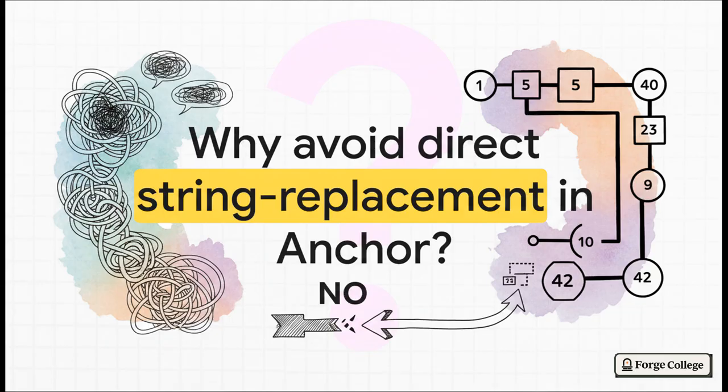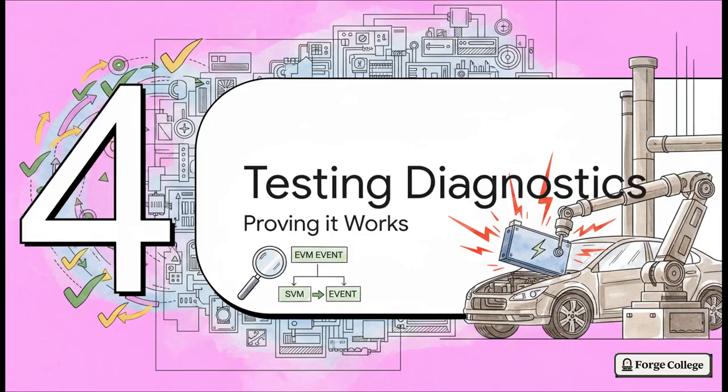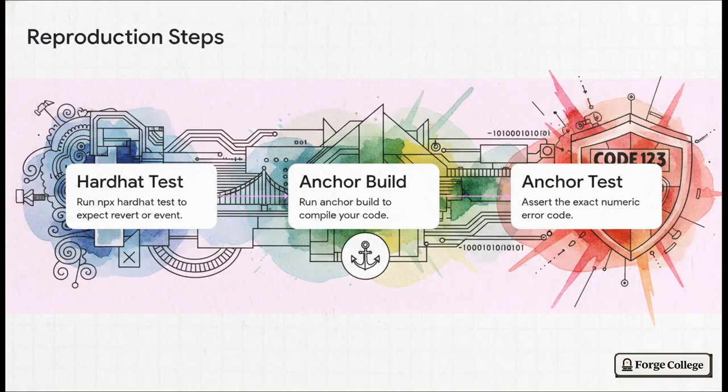Direct string replacement simply isn't how the SVM operates, so we have to adapt our mental model. Section 4. Testing and diagnostics. Proving it works. Because, look, a brilliant blueprint is completely useless if the machine fails the test run on the factory floor, right? We need rock-solid, incredibly clear reproduction steps to prove the translation actually holds up.